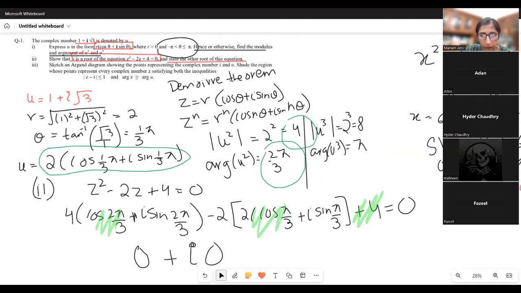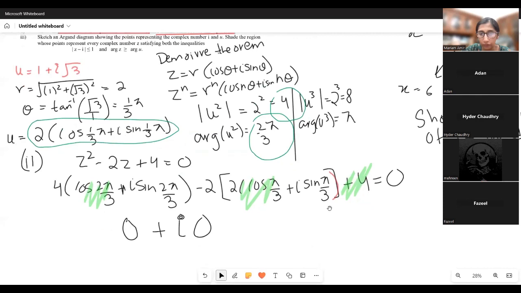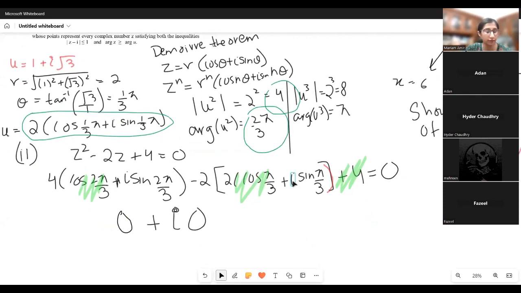हाँ, इसलिए आ रहा है कि यहाँ पे मैंने placed a bracket here. This inner 2 has to be written with sine pi by 3 as well. So वो bracket में सो रहा था, so it's actually minus 4 sine pi by 3.